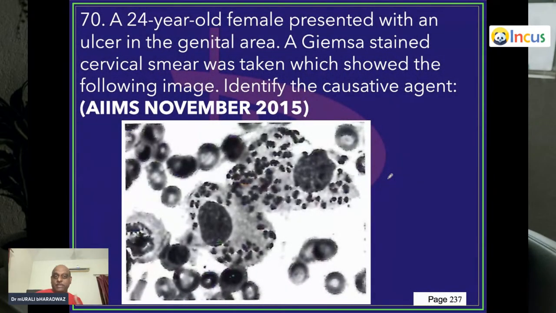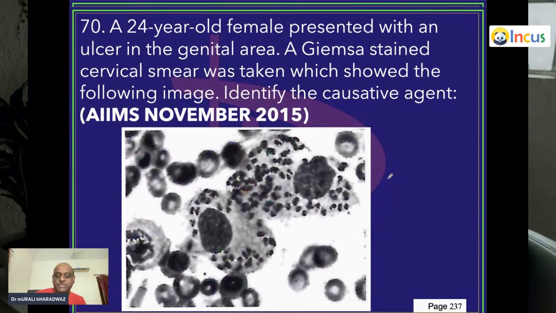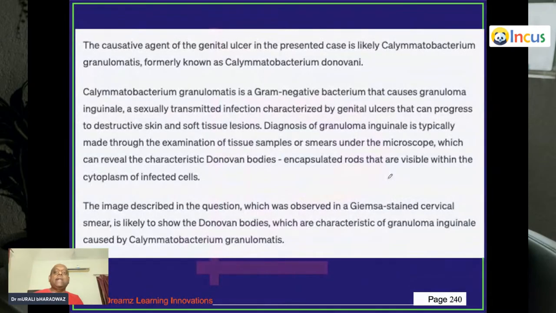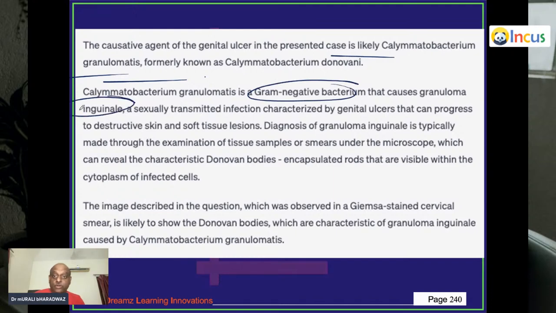24-year-old female presented with ulcer in genital area. Gene sustain is being shown. So it is Calymmatobacterium donovani, Calymmatobacterium granulomatis. You need to be very sure. Is a gram-negative bacterium that leads to granuloma inguinale, genital ulcer.